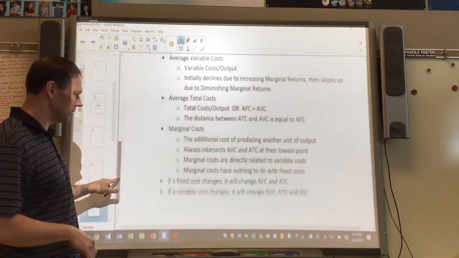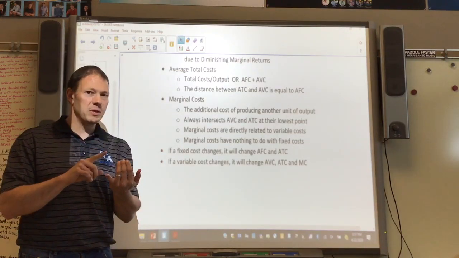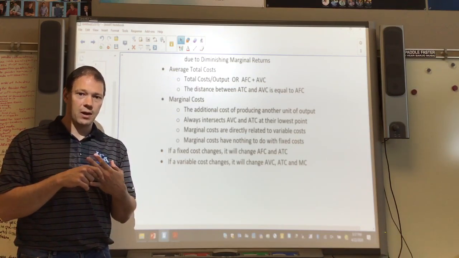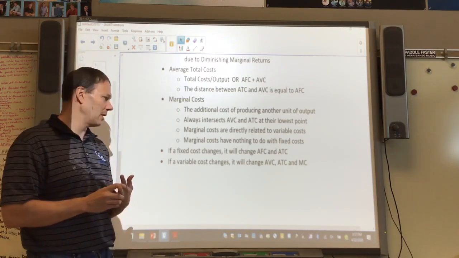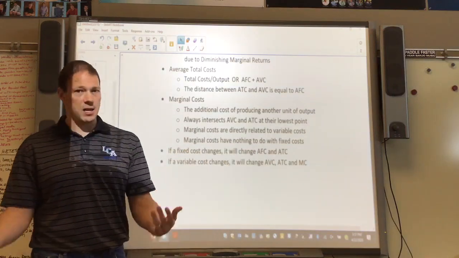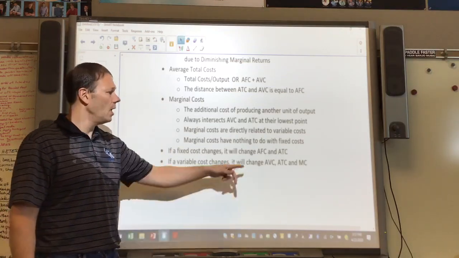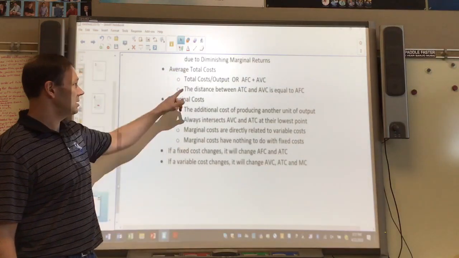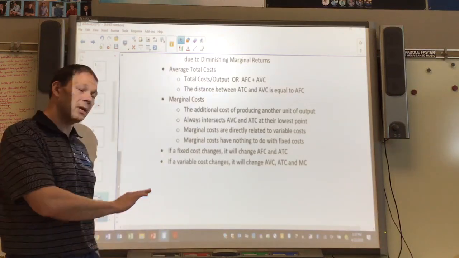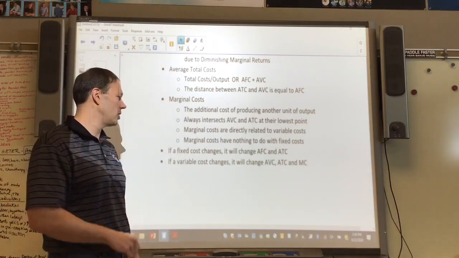So, I always like to give this little summary. If a fixed cost changes, if your monthly rent goes up, if the cost of your yearly insurance goes up, if taxes go up, a lump sum tax or something like that, if that increases or decreases, it'll definitely change AFC, right? Because AFC is fixed cost divided by output, and your fixed costs have changed. It also changes ATC, right? Because ATC is AFC plus AVC, and your AFC has changed. So that makes sense, but again, it is completely independent of your variable cost and your marginal cost. Has nothing to do with them. They will not change at all.